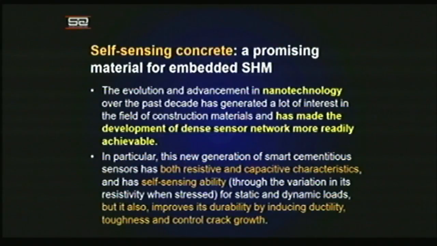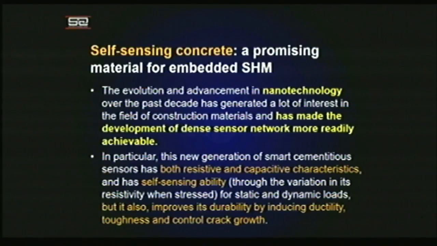But this can be overcome. In recent days we have moved to nanotechnology, materials based on nanotechnology, and one of them is the self-sensing concrete, which is the most promising in embedding SHM systems. This is based on nanomaterials, which help convert your structure or the element itself into a smart one with sensing capabilities. In particular, this smart cementitious material, which can be used as a sensor itself, has both resistive and capacitive characteristics and self-sensing ability for both dynamic as well as static loading.